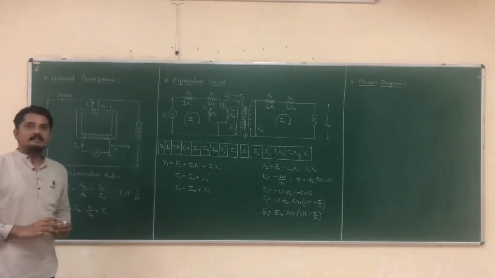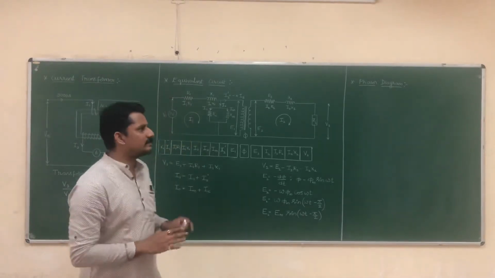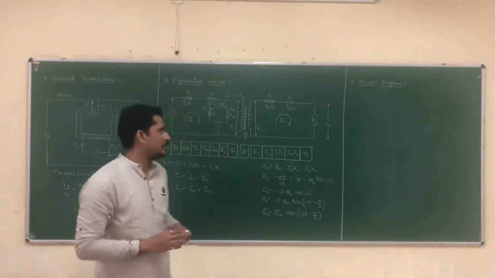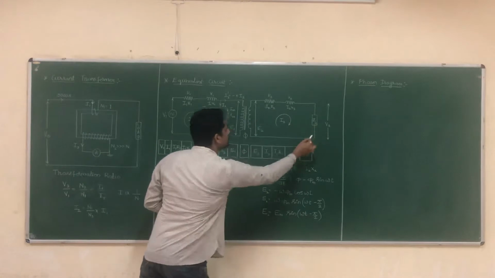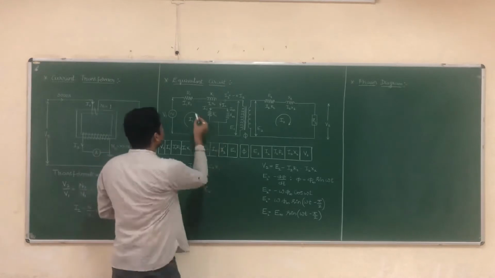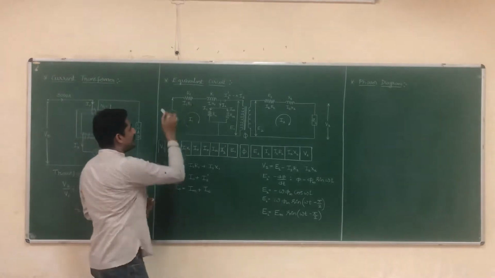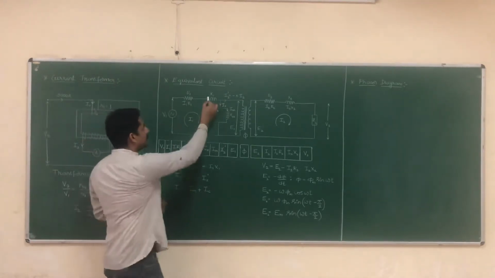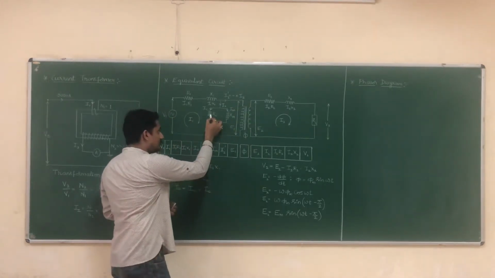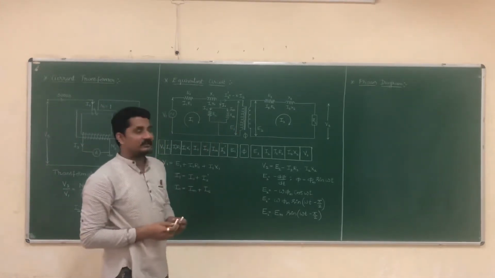Now let us consider the equivalent circuit of a CT, or generally the equivalent circuit of a transformer which has an inductive load. This is the equivalent circuit of a transformer. It has a supply of V1 volts, that is the input supply, and we have a primary resistance R1, primary reactance X1, and this is the primary winding. We also have a core loss component RC and a magnetizing component XM.